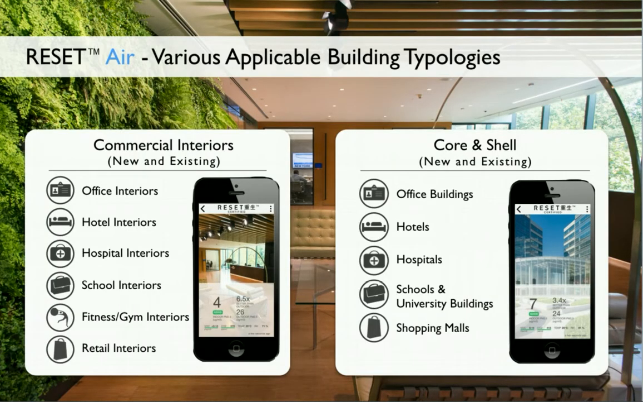So there's various applicable building typologies that you can apply the standard to, and I'm showing a couple here. But what's really important to take away is that for commercial interiors and for core and shell, the reset standard can be applied for either new or existing building stock. We are currently not optimized for multifamily residential or residential. However, we are continually pushing the envelope on the realm of data monitoring and reporting for all of the built environment. And because of this, there will always be considerations for projects that don't quite fit into the CI or CS profiles that you see here.